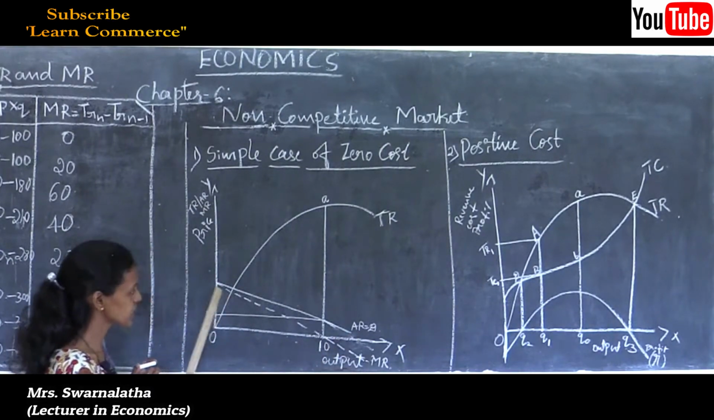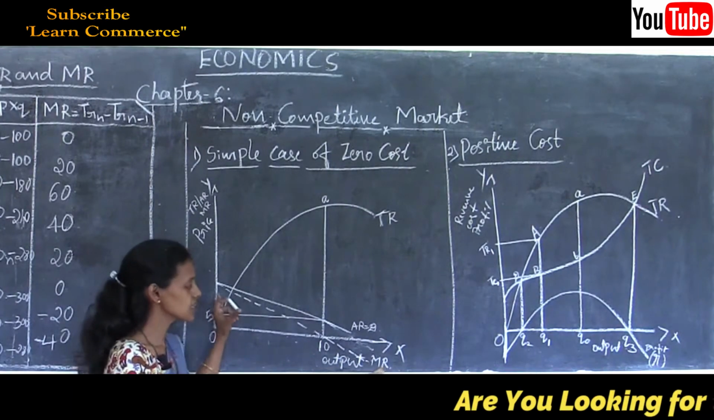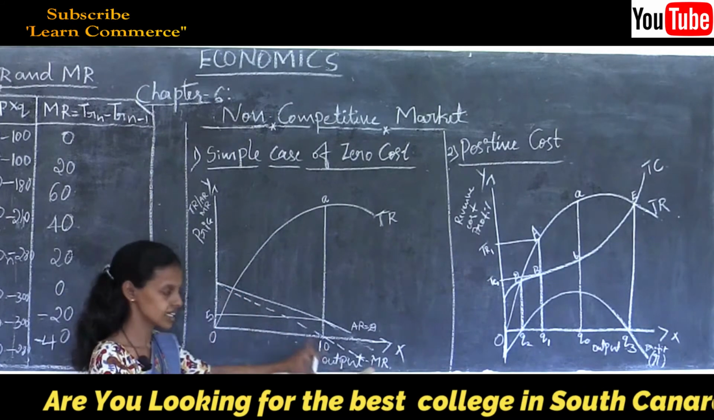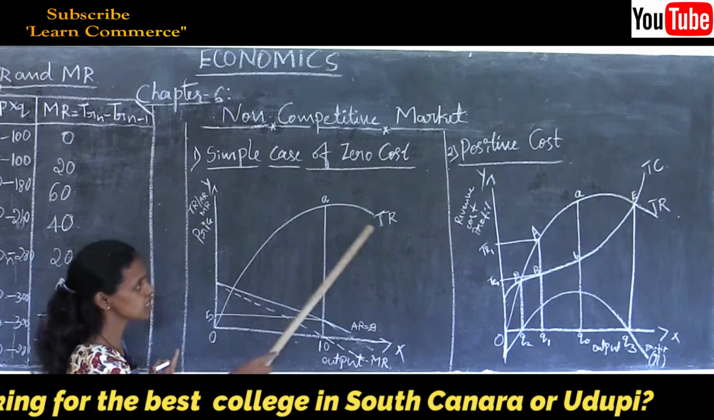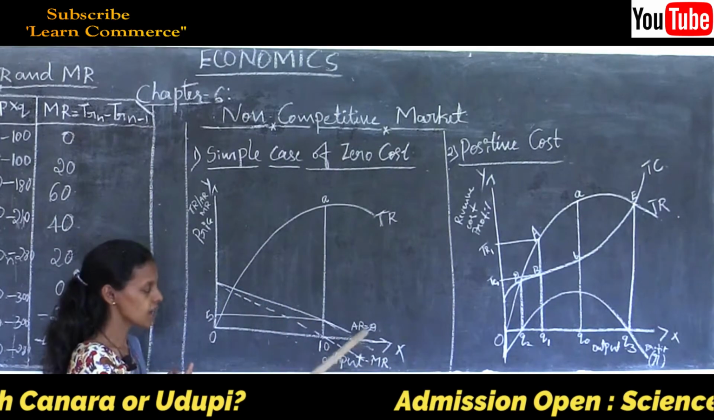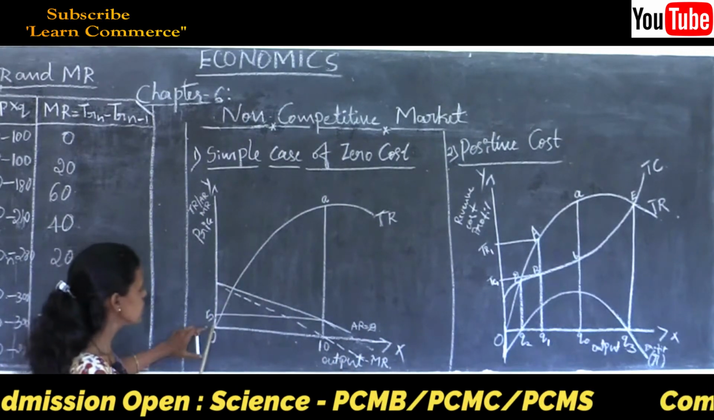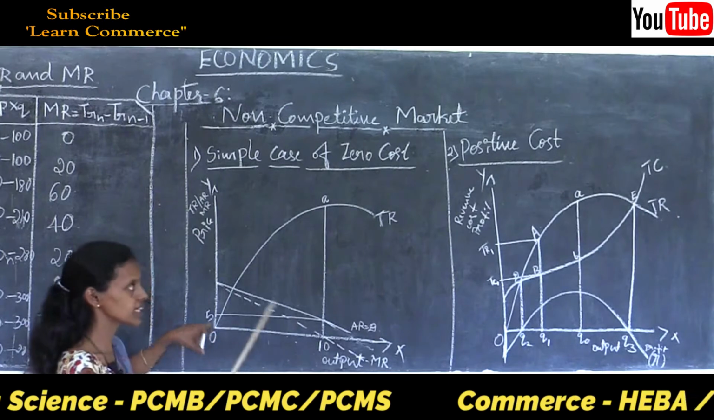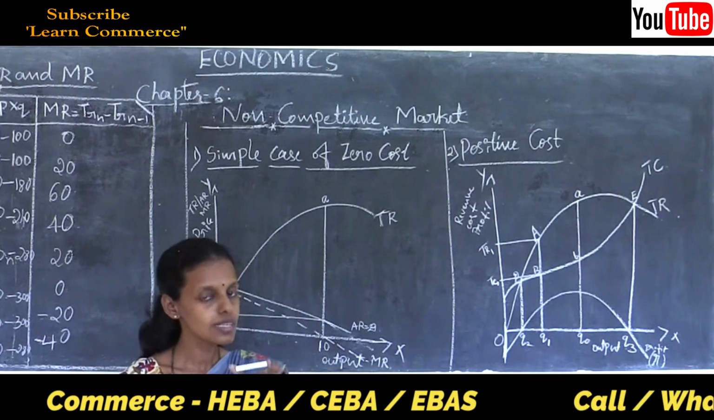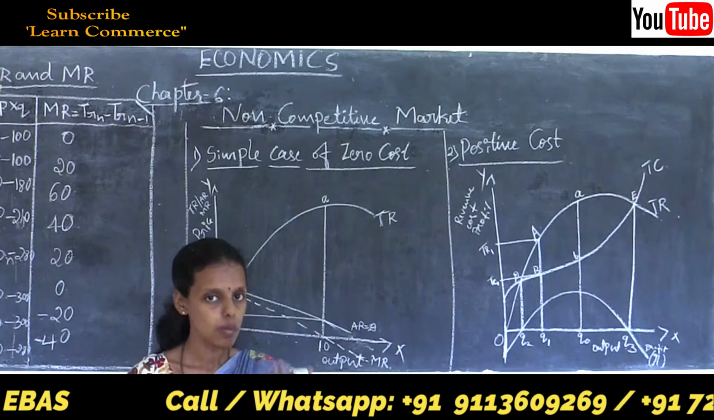MR is the dotted line that we see here. MR means the marginal revenue line. It is not a curve, it is a line. Be careful. TR is a total revenue curve. AR and MR are the average revenue and marginal revenue lines. So here you can see, in the example I have taken, how the firm is going to get the maximum profit in the simple case of zero cost. Without investing anything, the firm is going to get the maximum profit.